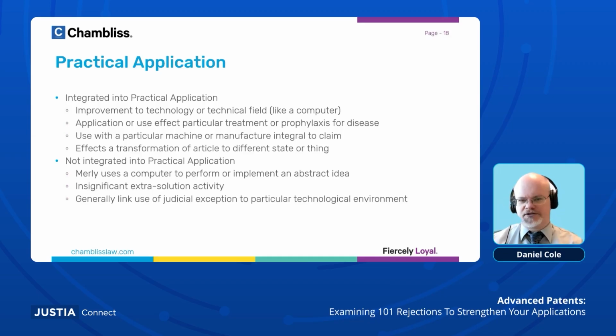Use of a particular machine or manufacture that is integral to a claim. We'll talk about what that means. And it affects the transformation of an article to a different state or thing. We'll talk about what that means too. There's one case that particularly talks about both of those.